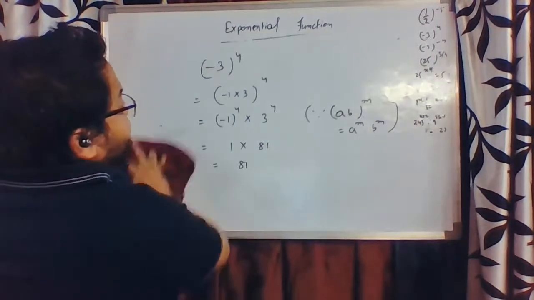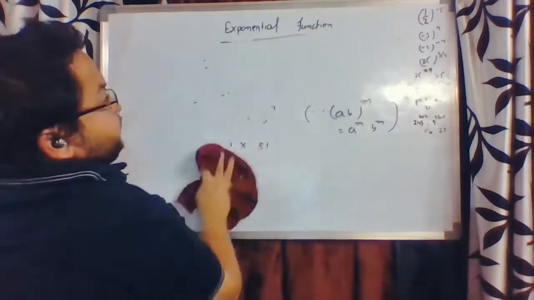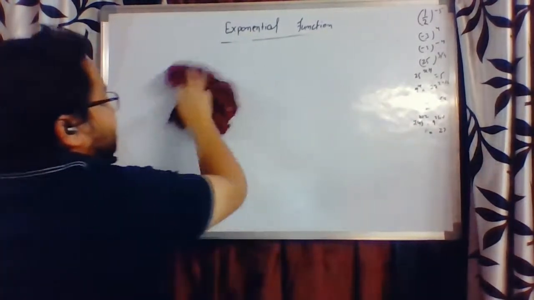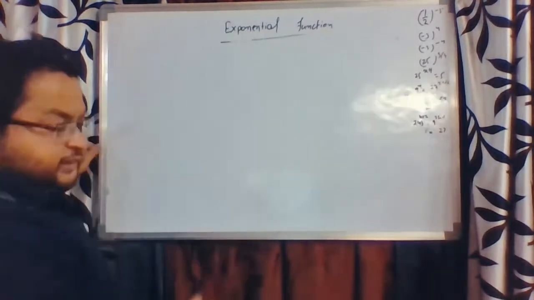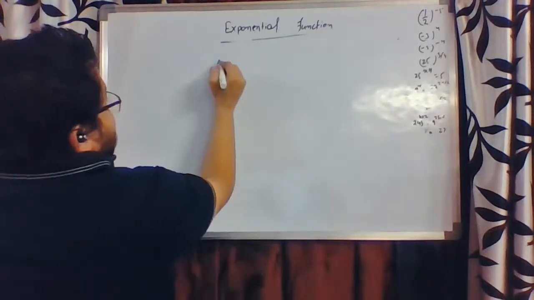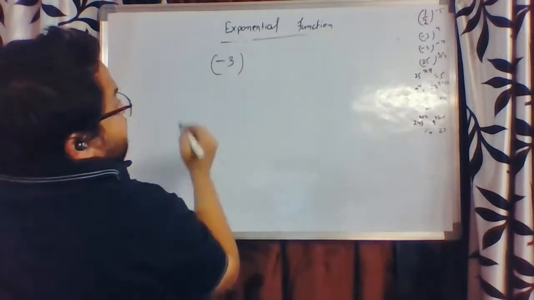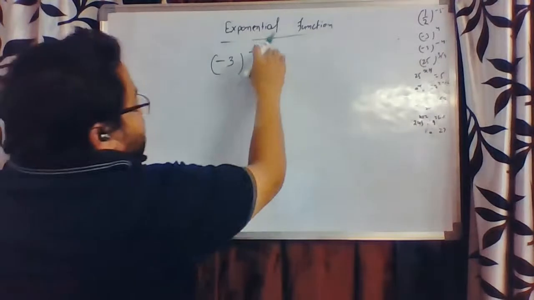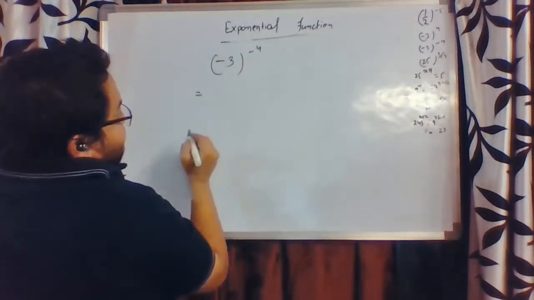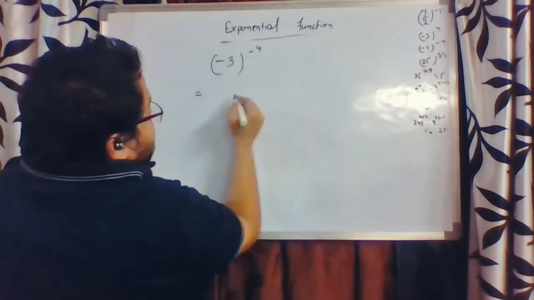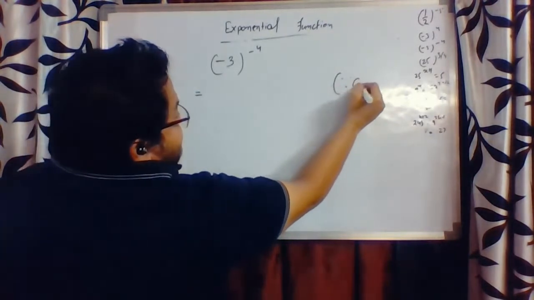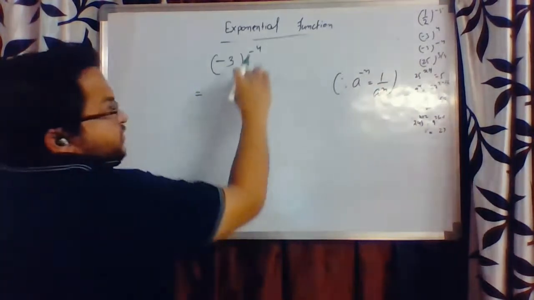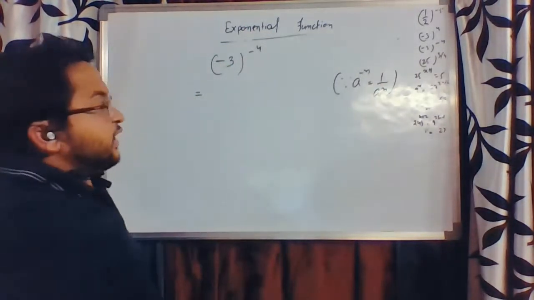Okay, so let's go to the next practice problem. And in the next practice problem I have slightly changed the index, and the number is minus 3 to the power minus 4, right? Minus 3 to the power minus 4. So first thing, let us apply a to the power minus n equals 1 by a to the power n, because my index is a negative integer, right?